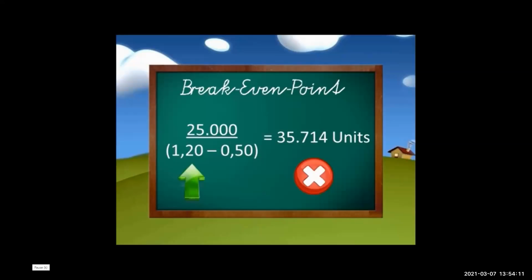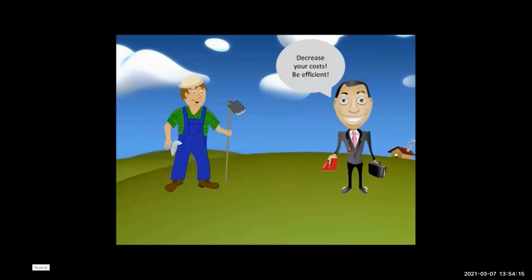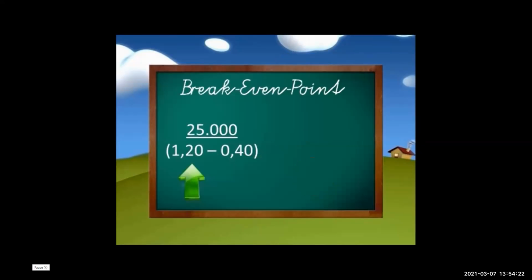Well, let me think. Well, I'm sure you could work more efficiently and decrease your variable costs per apple to, let's say, about 40 cents per apple. Therefore, you would break even at 31,250 apples. Well, that already looks way better to me, but I think there's still some room, isn't it?